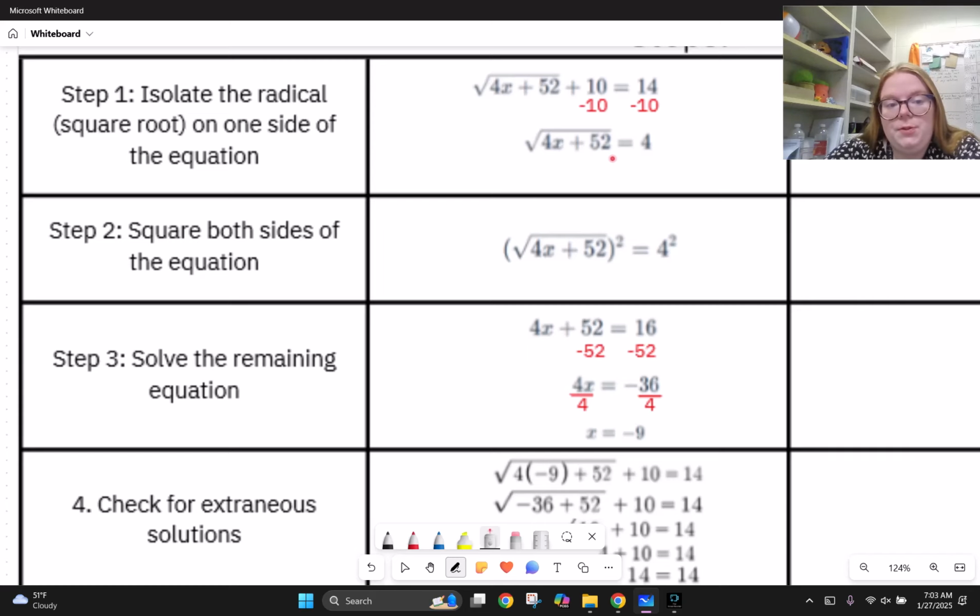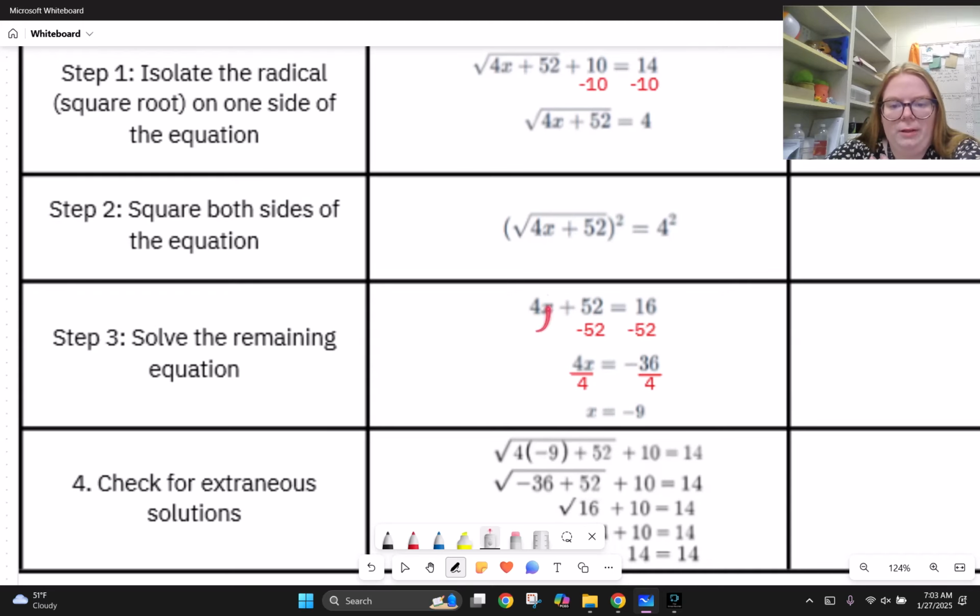But once the radical is by itself, and this is the same no matter which type of root we're working with, you are going to get rid of it. In the case of the square root, that means we're going to do the opposite, which is to square both sides of this equation. When you square something, just like with inverses, it just gets rid of this square root right here. 4 squared is 16, and again, the square root is just gone with the addition of that square. So we're left with 4x plus 52 equals 16.